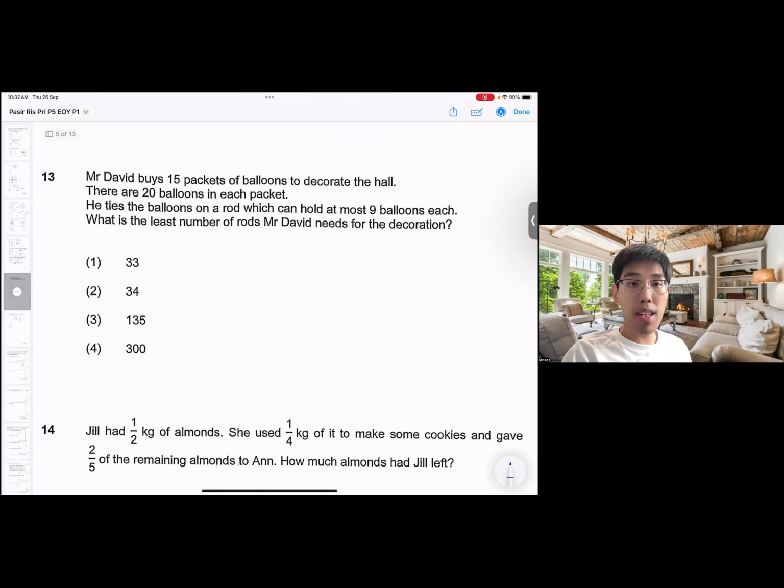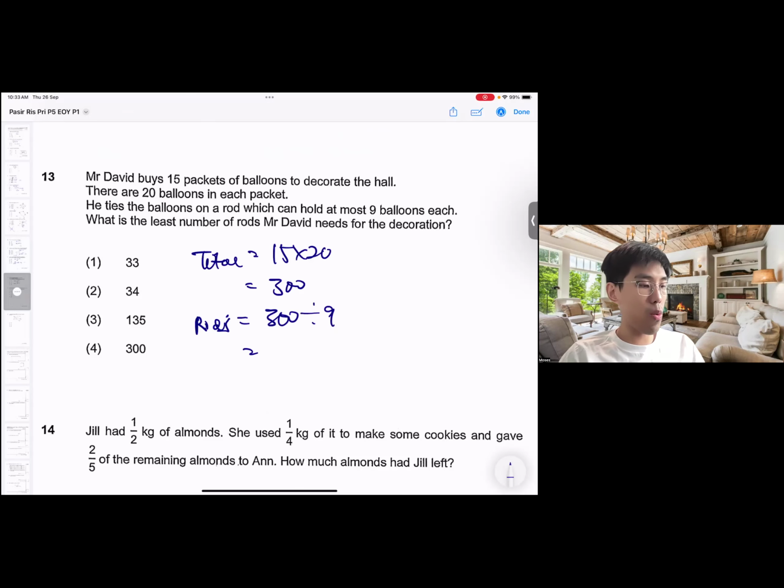Question 13. David buys 15 packets of balloons to decorate the hall. 20 balloons in each packet. He ties the balloons on a rod which can hold at most 9 balloons. What is the least number of rods that Mr. David needs? So we are looking for the total balloons first, which is 15 times 20, which is 300. Each rod can hold 9 balloons. So the number of rods will be 300 divided by 9.